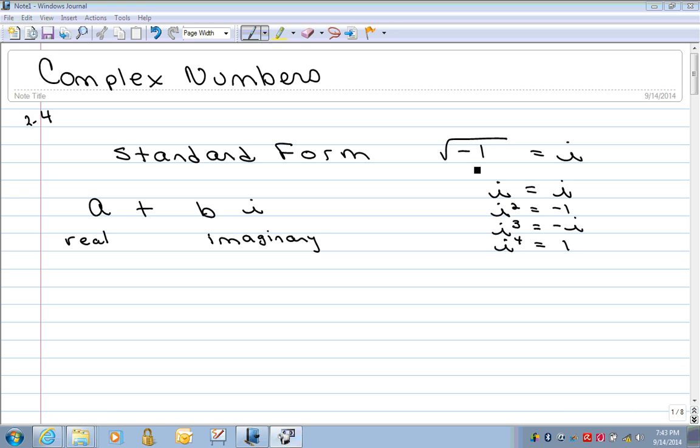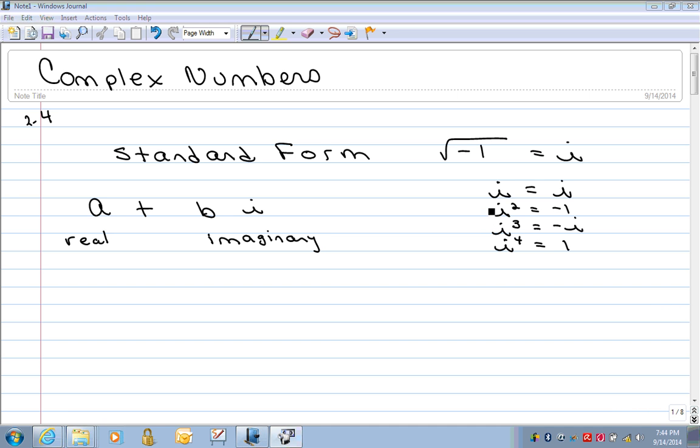Also, a little bit of background knowledge: the square root of -1 is equal to i. We know we can't take the square root of negative numbers, and that boggled the minds of mathematicians. They didn't like that, so they created i to represent the square root of a negative.